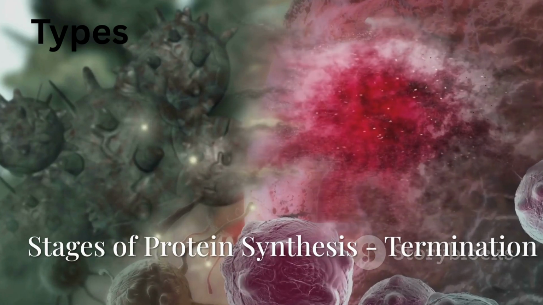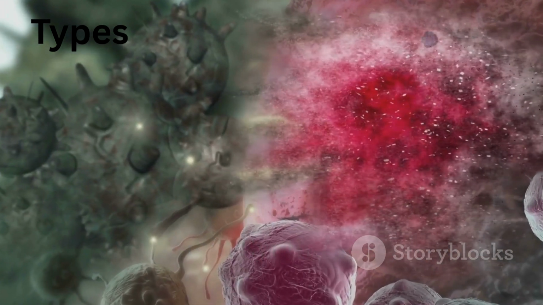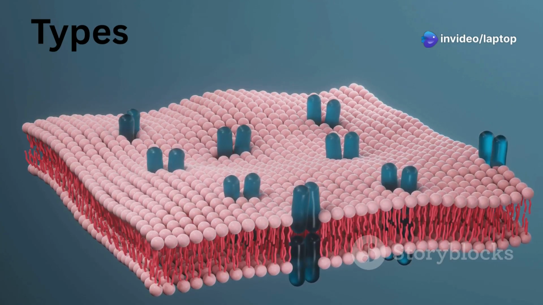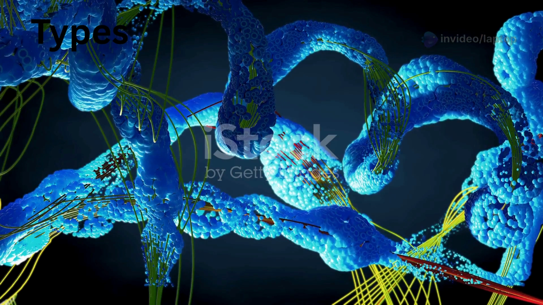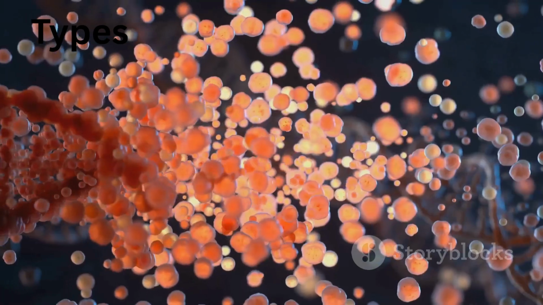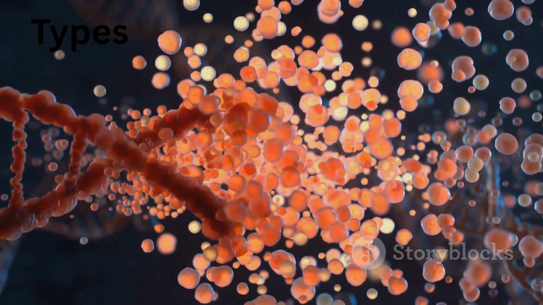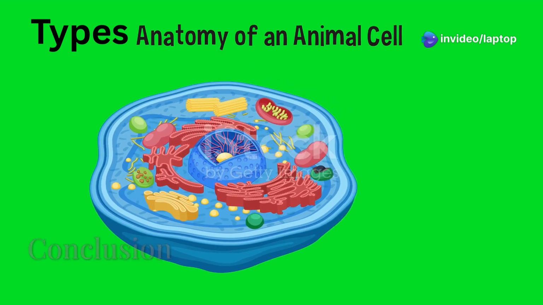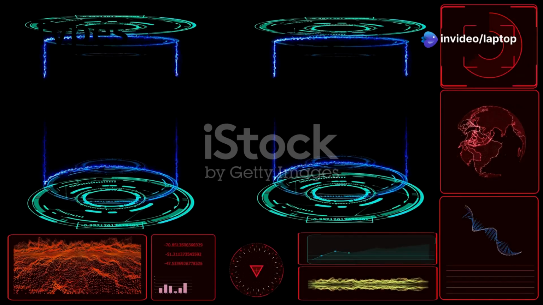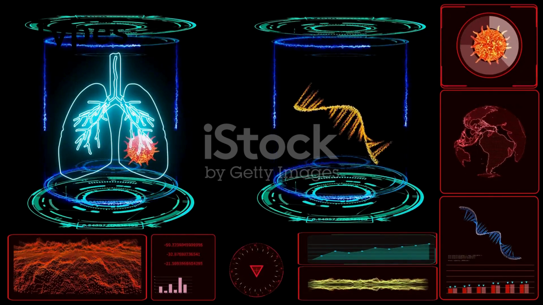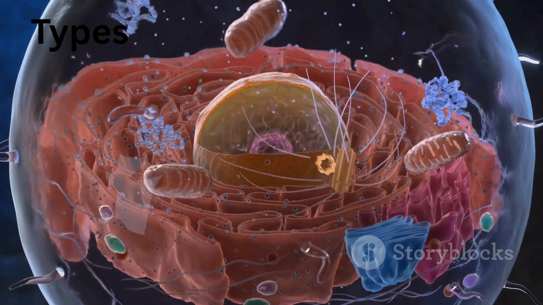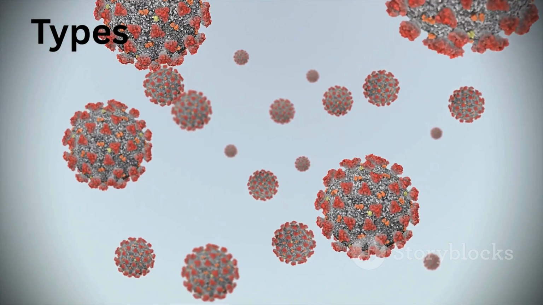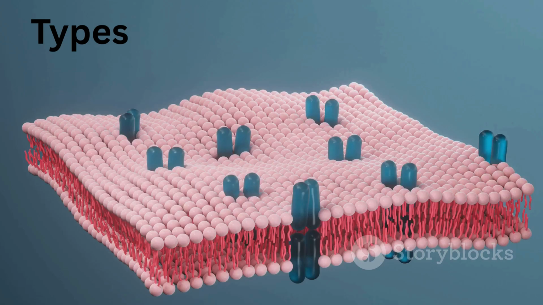Termination. The ribosome encounters a stop codon on the mRNA. There are no tRNAs that recognize stop codons. Instead, release factors bind to the ribosome, leading to the release of the completed polypeptide chain and the dissociation of the ribosomal subunits. In essence, ribosomes act as tiny protein factories within the cell, converting the genetic language of mRNA into the functional language of proteins. This process is fundamental to all life, as proteins carry out a vast array of cellular functions, from structural support and catalyzing reactions to transport.